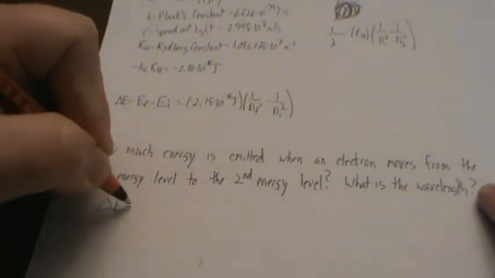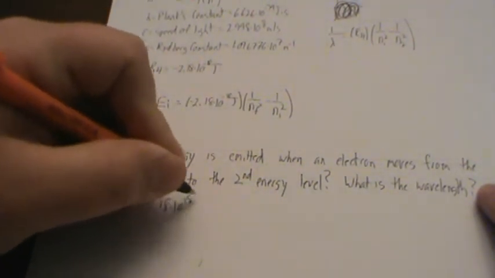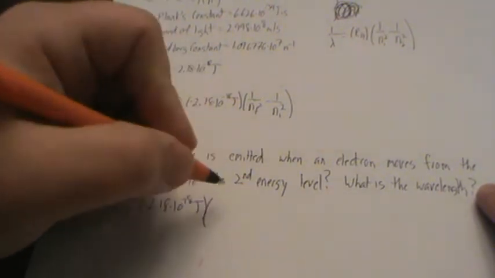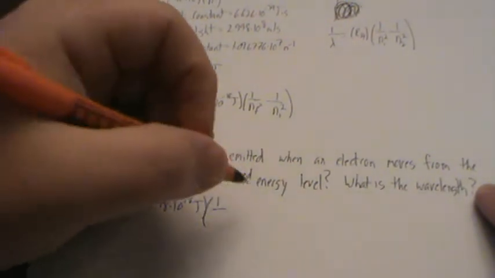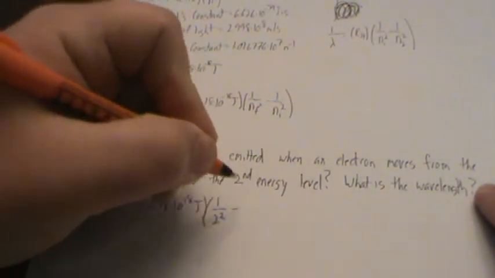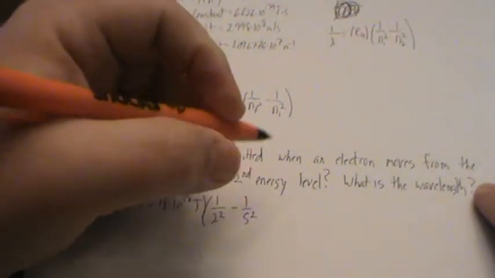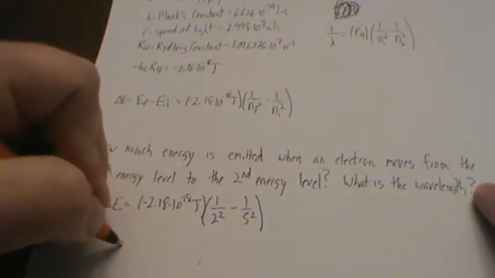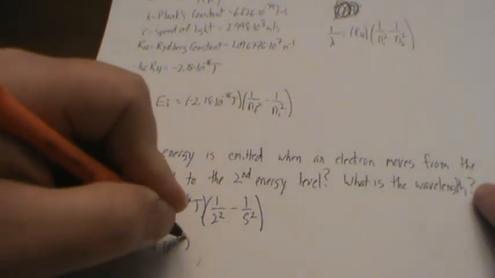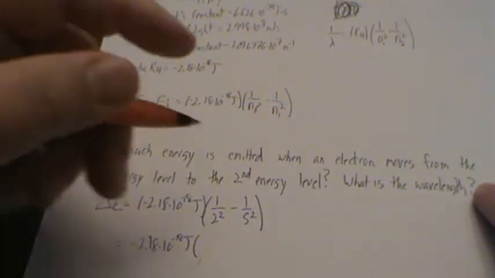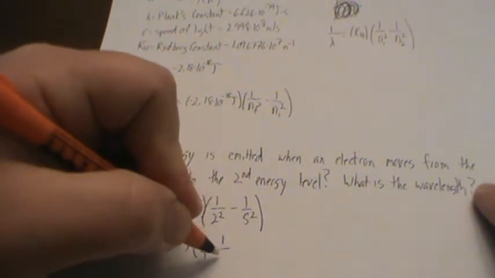All right, so delta E is equal to negative 2.18 times 10 to the negative 18th joules times 1 over our final energy level. In this situation that is the 2nd energy level, so 1 over 2 squared, minus 1 over our initial energy level, the 5th energy level, 5 squared. Negative 2.18 times 10 to the negative 18th joules times 1/4 minus 1/25.